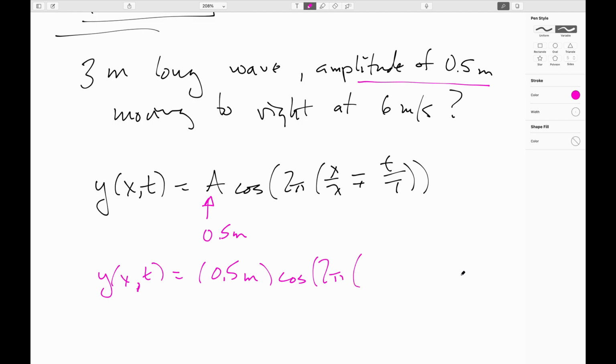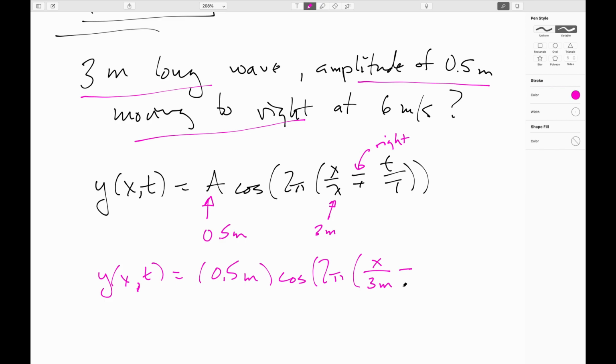All right, what else have they given us? Well, they said 3-meter long wave. So that means the wavelength is 3 meters. Okay, so I can just write x over 3 meters there. What else have they told me? They've told me moving to the right. We remember that if you're moving to the right, that's the minus sign, so we would write a minus sign there. Now, they did throw us for a bit of a curveball here.